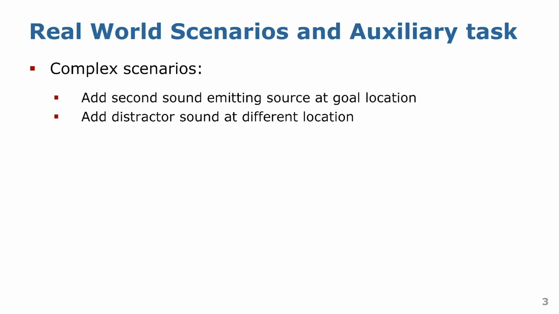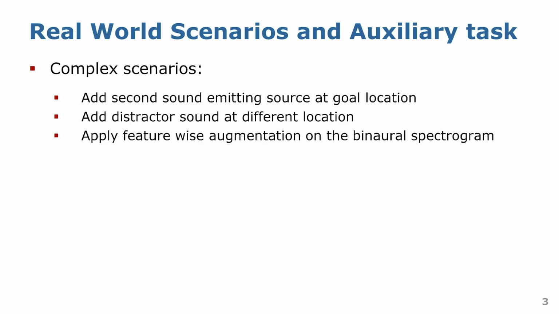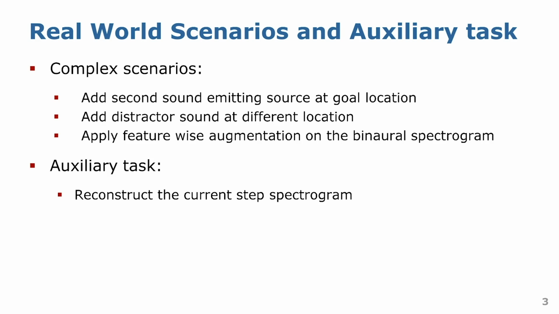A third scenario, where there is noise in the audio sensors, can be mimicked by applying feature-wise augmentation on the binaural spectrogram. We have also added an additional auxiliary task inspired by self-supervised learning, in which the agent is expected to learn how to reconstruct the current step spectrogram. This task induces the network to learn a better latent space.